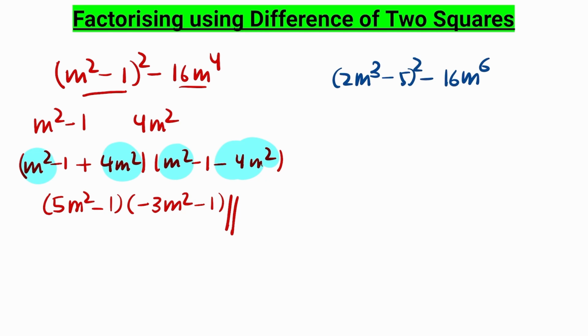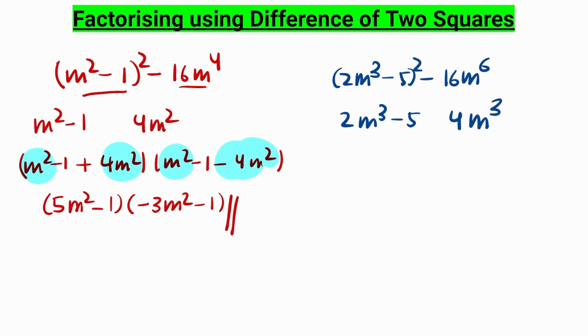2m to the power 3 minus 5 squared minus 16m to the power 6. We have to take the square root of each of these terms. What is the square root of 2m to the power 3 minus 5 squared? We just have to cancel out the square and square root signs. It will give us 2m to the power 3 minus 5. And then, as we have discussed previously, the square root of 16m to the power 6 is 4m to the power 3.